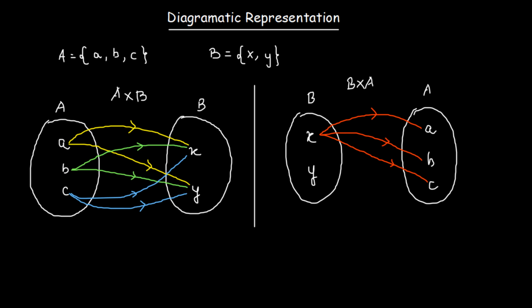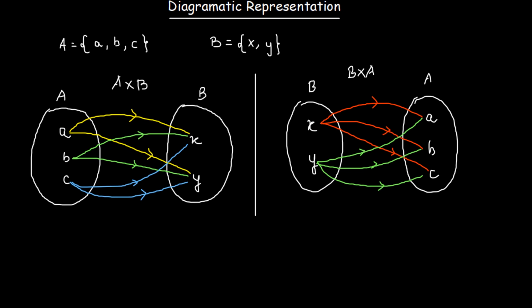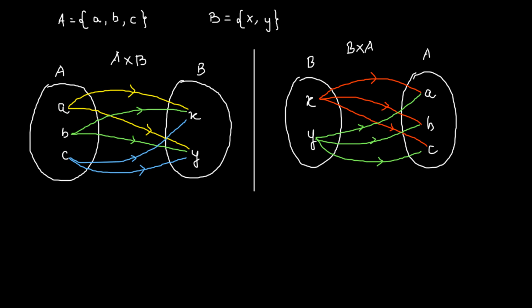Then we consider the element Y in set B and form a coordinate pair with element A in set A. Then we form the coordinate pair with element B in set A and with C in set A. So this is going to give us the Cartesian product of B with A. We can also find the Cartesian product of A with itself. So let's do that.